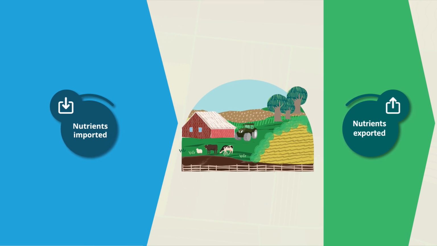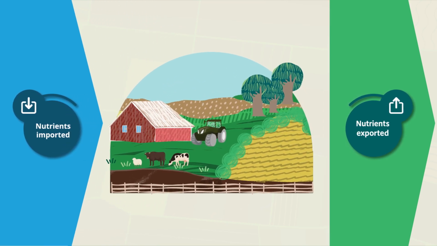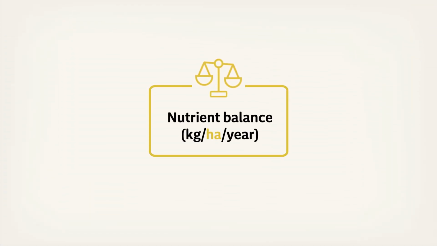Reducing the difference between imported and exported nutrients reduces the quantity of nutrients at risk of being lost from the farm system. The loading of nutrients per hectare is a key driver of nutrient loss from a system. The more nutrients available in an area, the more likely they are to be lost.